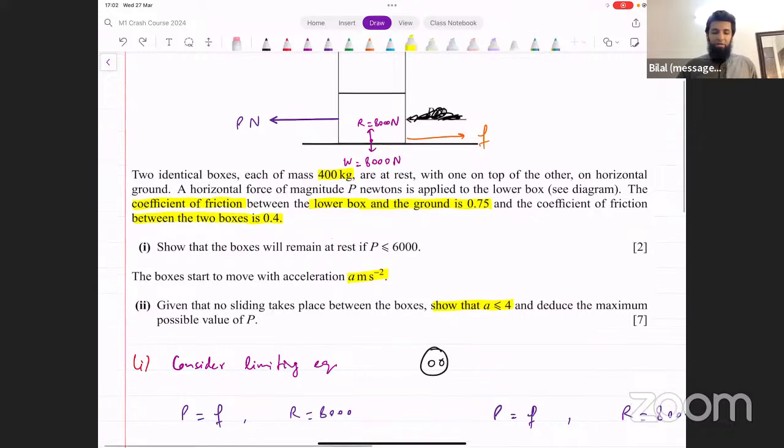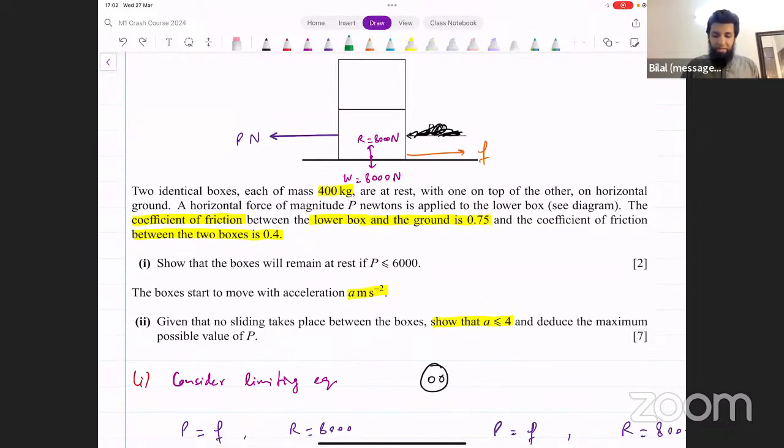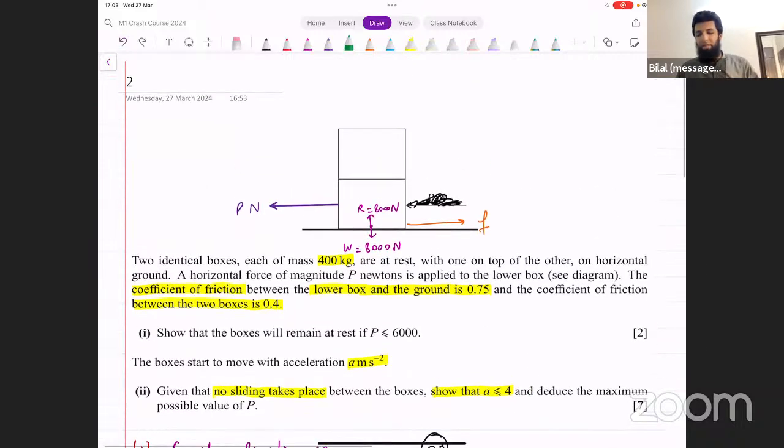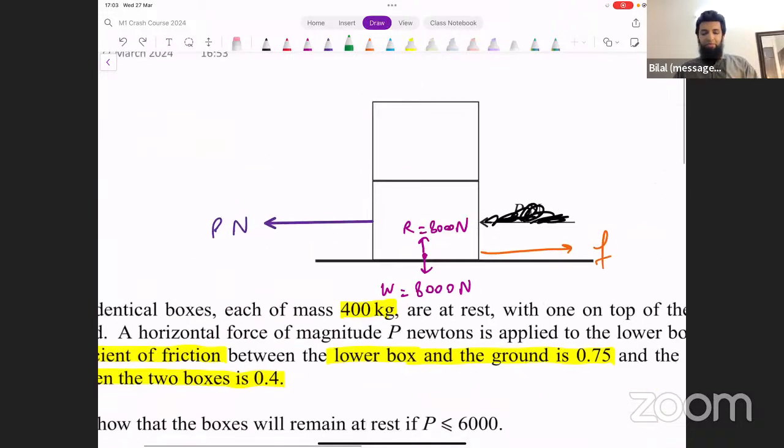Now we need to think about this a little. It says, given that no sliding takes place, show that A, the acceleration, is supposed to be less than or equal to 4. Now, basically what happens is the force that is acting here, the force P, is acting on the lower box, right? The force is acting on the lower box towards the left side.